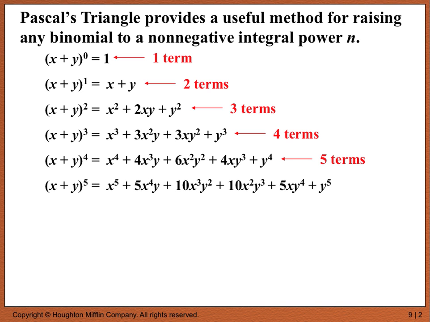Alright, let's continue. This time you don't have to do it by hand. I'm just giving it to you. X plus y to the fifth is x to the fifth plus 5x to the fourth y plus 10x cubed y squared plus 10x squared y cubed plus 5xy to the fourth plus y to the fifth. And this has 6 terms. All right, so let's see how many patterns you can notice. I want you to pause the video, write down whatever patterns you notice, and then resume when you've done that.